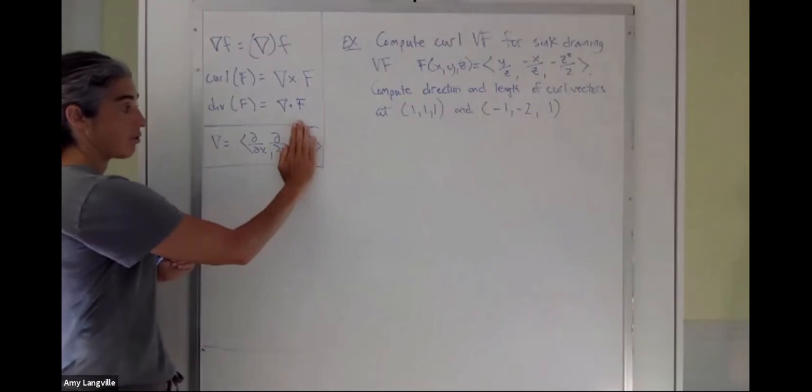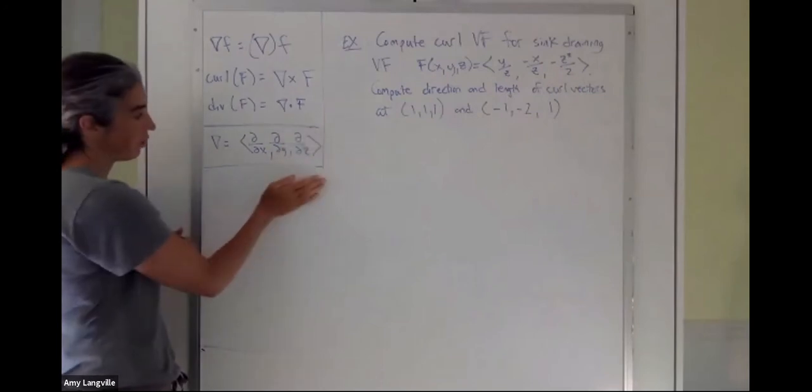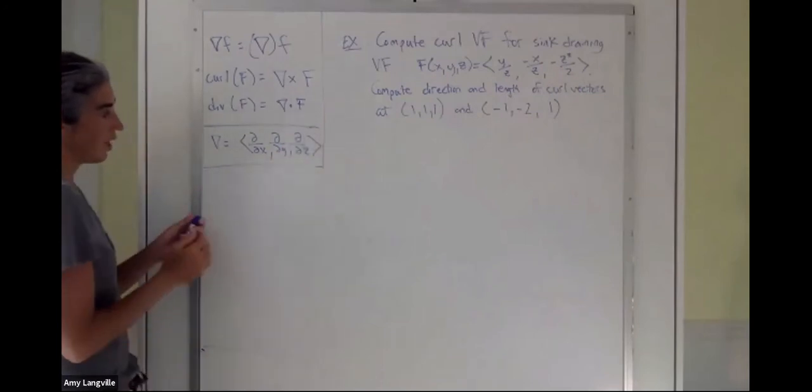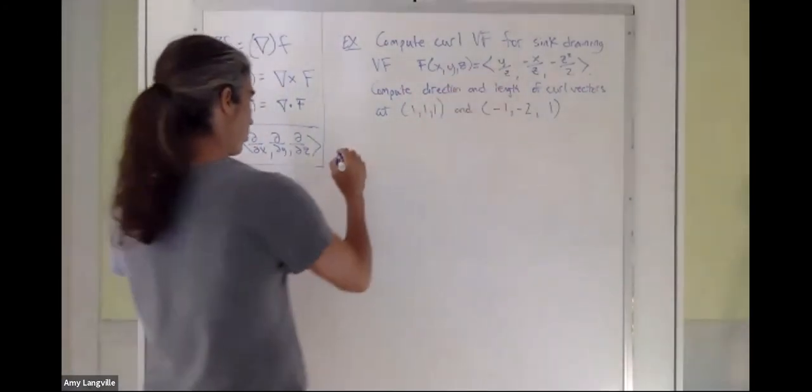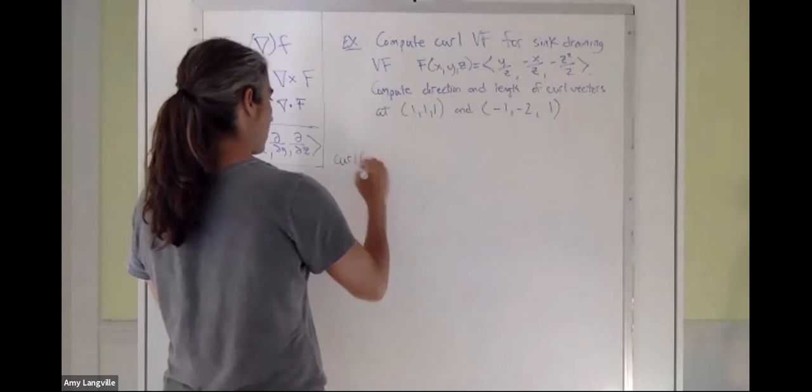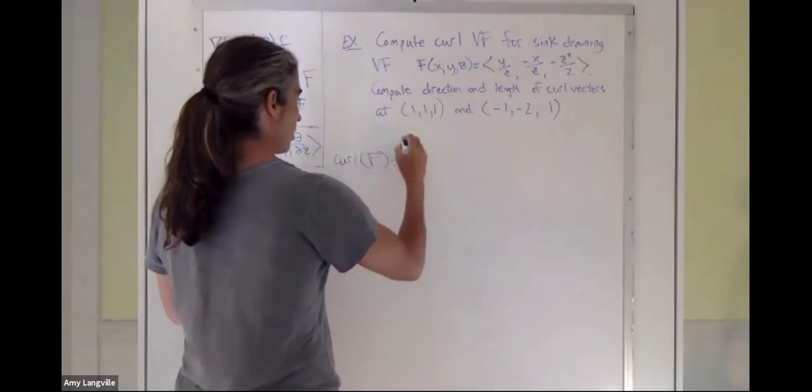Again, we just looked at the first one. It was an R2 del operator. Now we're going to look at an R3 del operator, and we're going to do a cross product of that with this field. So, curl of a vector field.